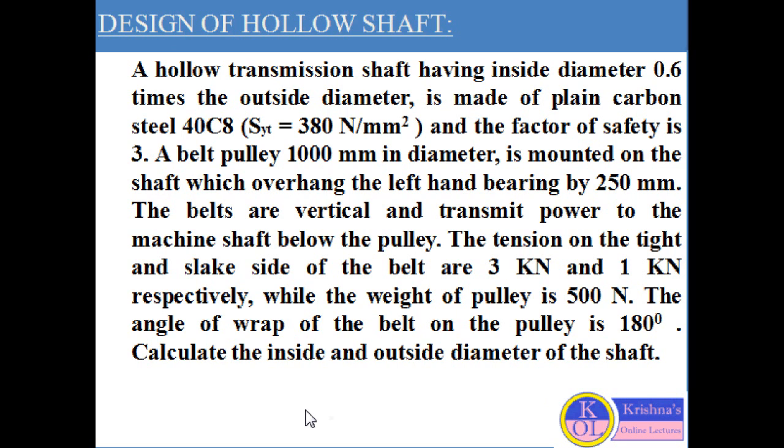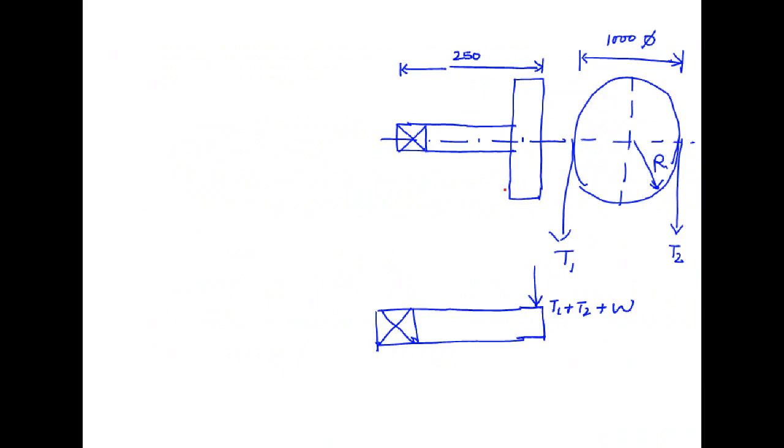So let us discuss how to solve this numerical problem. Here is the diagram. We have a hollow transmission shaft which has inside diameter 0.6 times the outside diameter. This is the shaft, representing the hollow shaft. If we consider di as the inside diameter and do as the outside diameter of the hollow shaft, then di is 0.6 times the outside diameter.